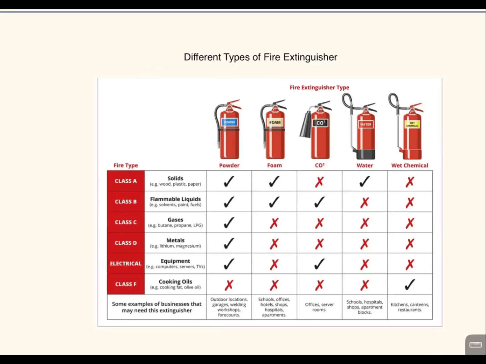Hi everyone, welcome to another CISSP session. In this session, we will discuss different types of fire extinguishers as well as different types of classes.